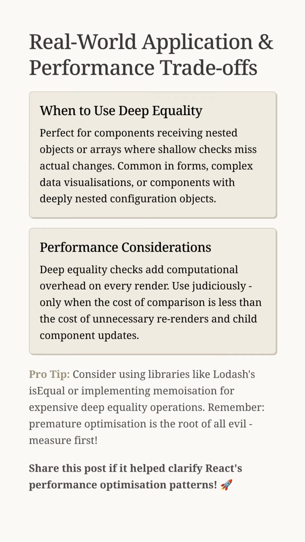So, when should we actually use deep equality? It's most useful when props are complex, like nested objects, arrays, or form data, where shallow checks might miss real changes. But there's a trade-off. Deep comparisons are slower, because React has to check every nested property. So, only use them when the cost of an extra render is higher than the cost of doing the deep comparison. Pro tip: libraries like Lodash provide ready-to-use deep comparison functions, and you can even memoize results to avoid repeated expensive checks. Always remember, measure first before optimizing.